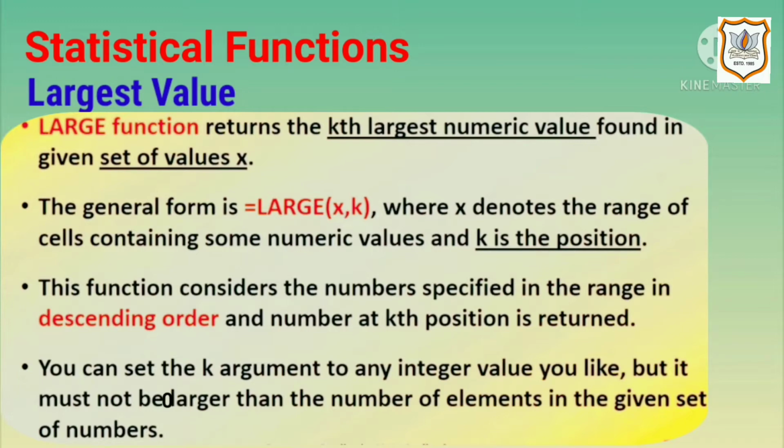This function considers the numbers specified in the range in descending order and the number at the kth position is returned. You can set the k argument to any integer value you like, but it must not be 0 or larger than the number of elements in the given set of numbers.